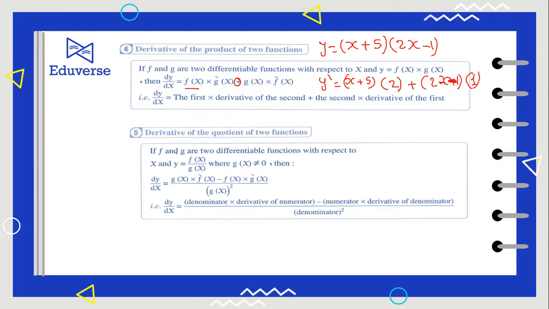Derivative of the quotient of two functions. If I have two functions divided, like y equals f of x over g of x, how can I find the derivative? Denominator multiplied by the derivative of the numerator, minus numerator multiplied by the derivative of the denominator, over denominator squared.